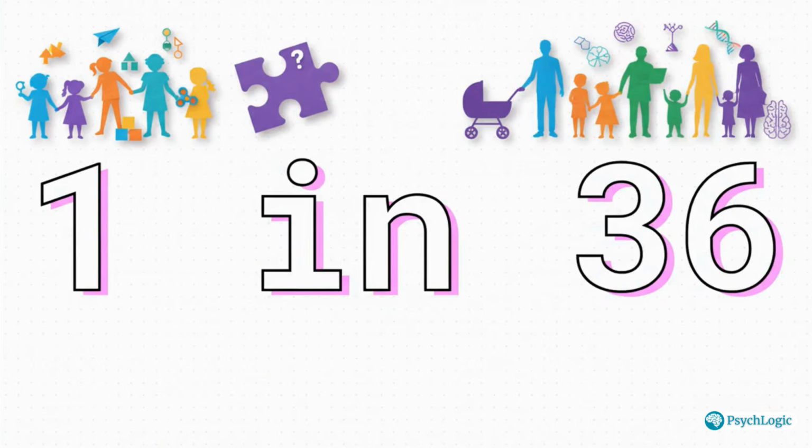And understanding all of this matters because ASD is not rare. The latest CDC data shows it affects about 1 in every 36 children. This means you almost certainly know someone on the spectrum, whether they have a diagnosis or not.